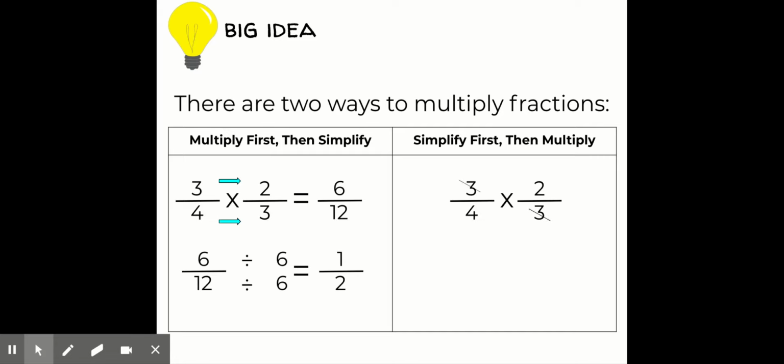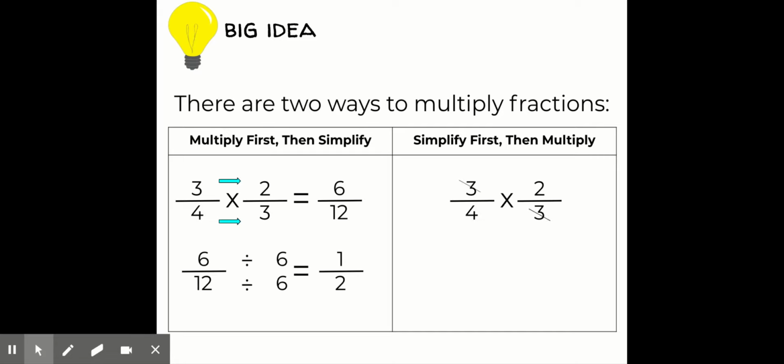So let me show you this first example, 3/5 times 5/6. First, I'm just going to multiply straight across. Multiply my numerators. 3 times 5 is 15. Multiply my denominators. 5 times 6 is 30. Now I need to simplify. Is there any number that can go into both 15 and 30? Well, 15 divided by 15 is 1, and 30 divided by 15 is 2. So my answer is 1/2.